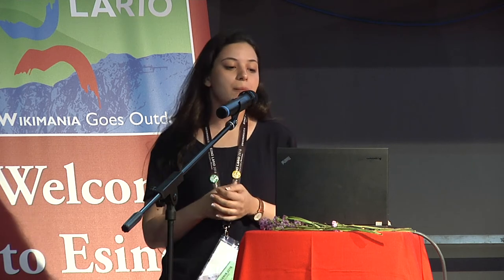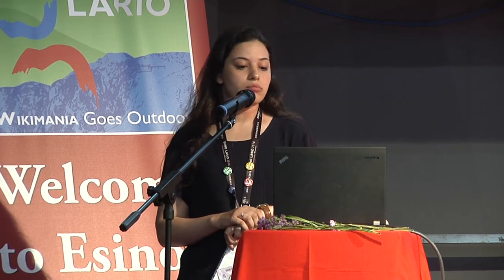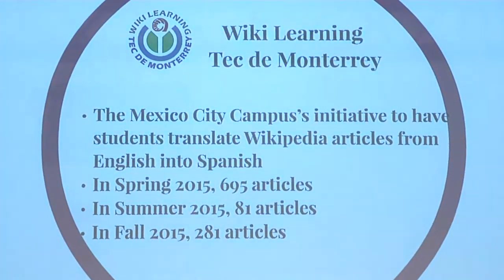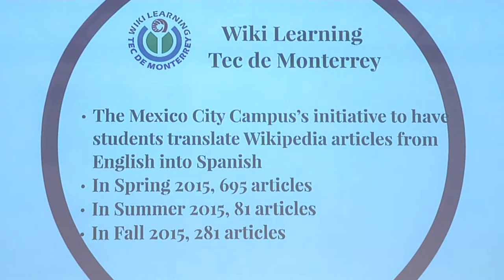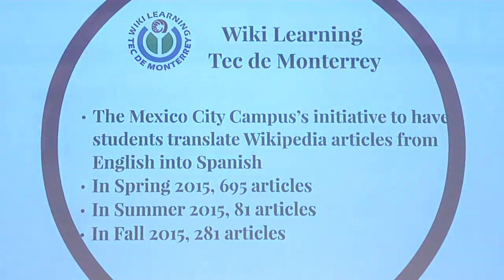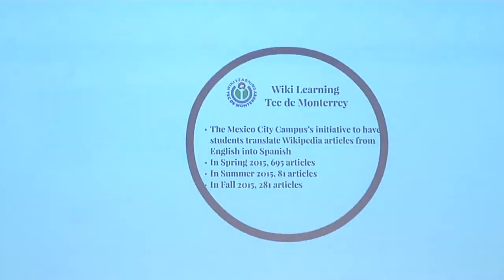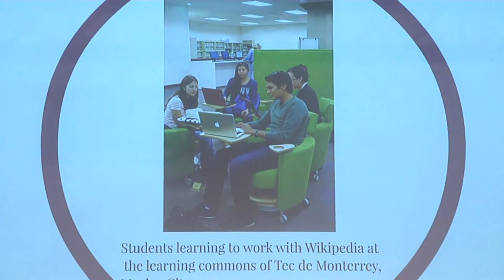And the second example is Wiki Learning Tec de Monterrey in Mexico City. It was a very successful one. In 1 year, in spring 2015, they added 695 articles. In summer, they added 81 articles. And in fall, they added 281 articles. Overall, 1,057 articles in less than 1 year, so translation brings a lot to Wikipedia. And that's their picture while editing.